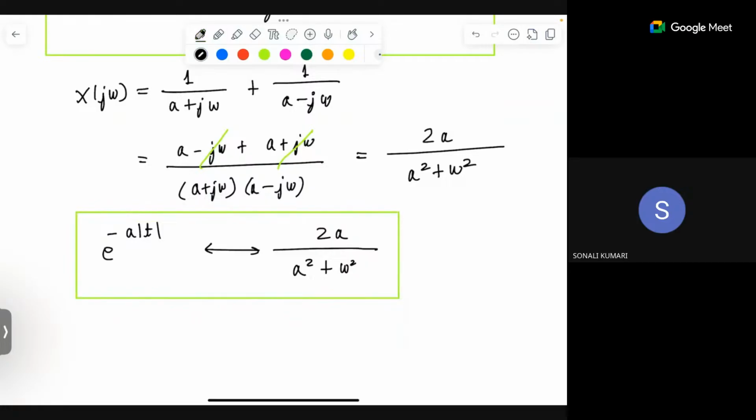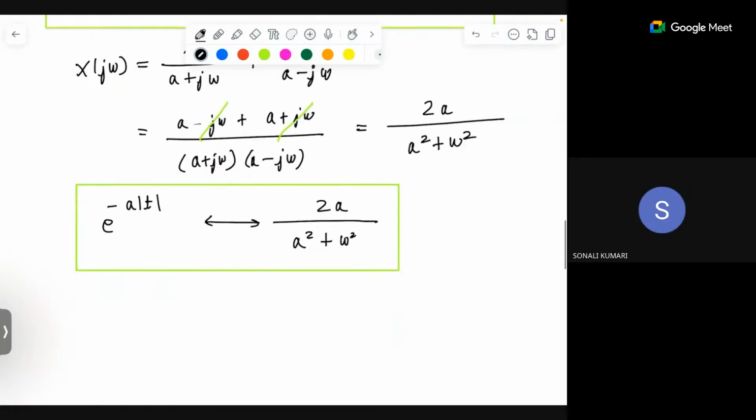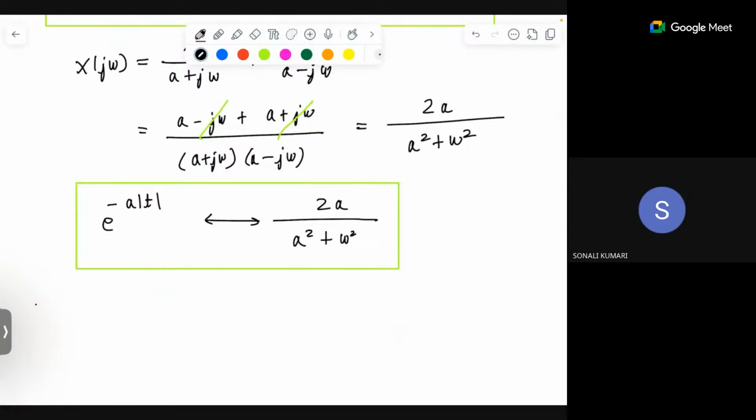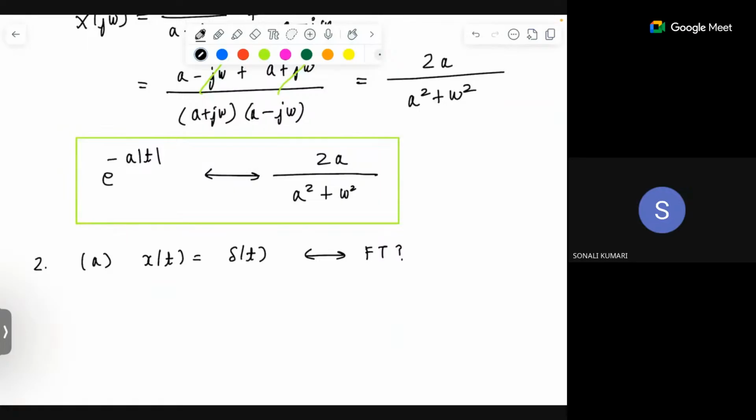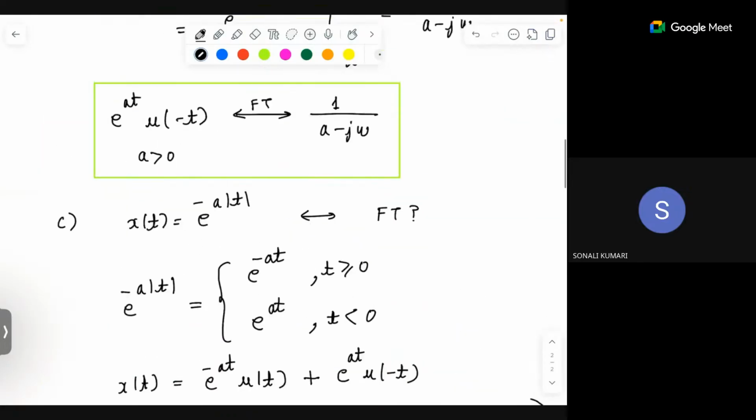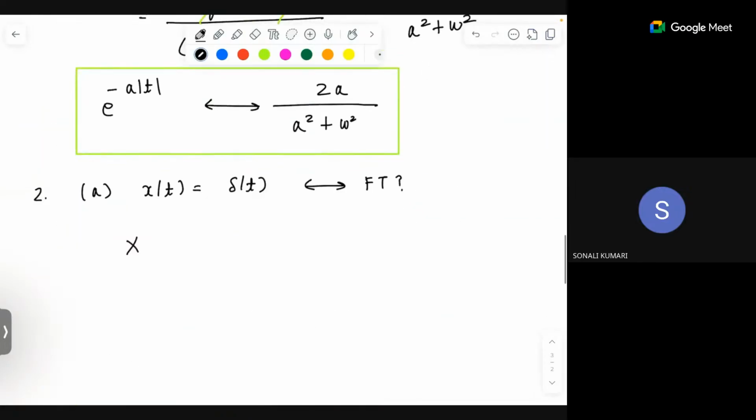Now the second question is also easy. I have divided it into 3 parts. It is about the Fourier transform of the impulse function. So part A, x of t is equal to delta t. You have to find the Fourier transform of x of t. We will be using the Fourier transform formula here again.